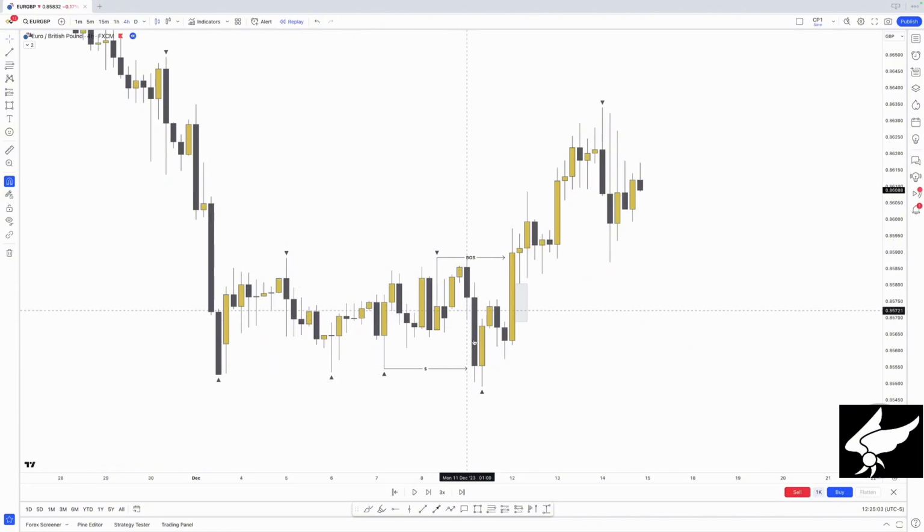You can see these 2 bearish candles right here, pushing to the downside, but then these wicks were created and price pushed right back up with a lot of momentum. So this is the liquidity grab. Let me just use the replay mode real quick.